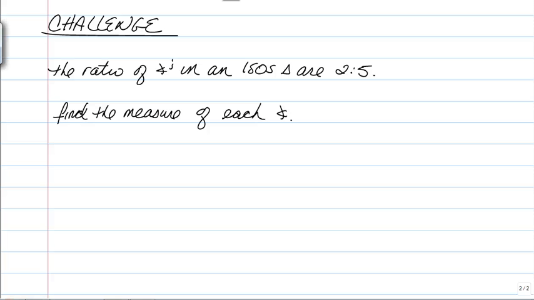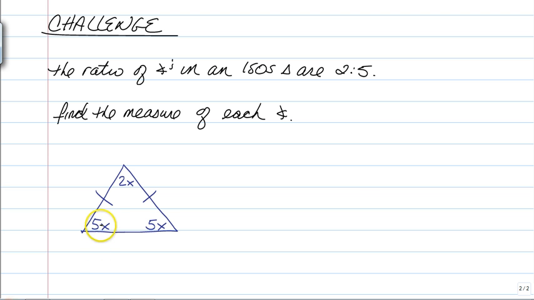Let's see how you did. Now, the reason why this is a challenge is not because it's an isosceles triangle. That's not the challenging part. The ratio is 2 to 5. That's still not the challenging part. So you have a 2x and you have a 5x. Because in isosceles triangles, the base angles have to be congruent, so the other one gets a 5x.